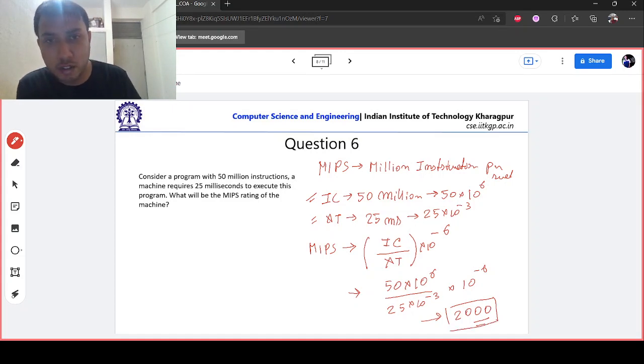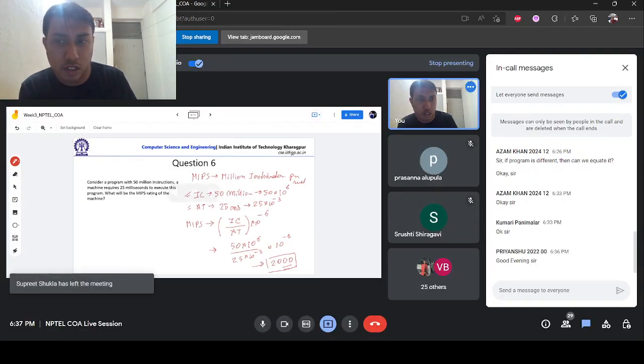So I will repeat again. The question is, what will be the MIPS rating of the machine? Given the number of instructions is 50 million and the execution time is 25 milliseconds, MIPS is given by the formula IC by XT into 10 to the power minus 6. We substitute the values and the value that comes out is 2000. So do you have any doubt regarding this?